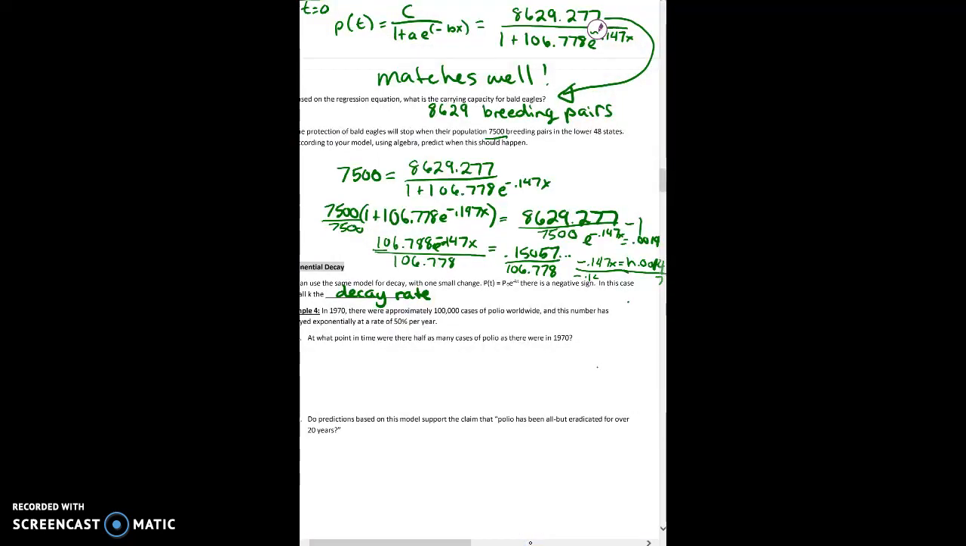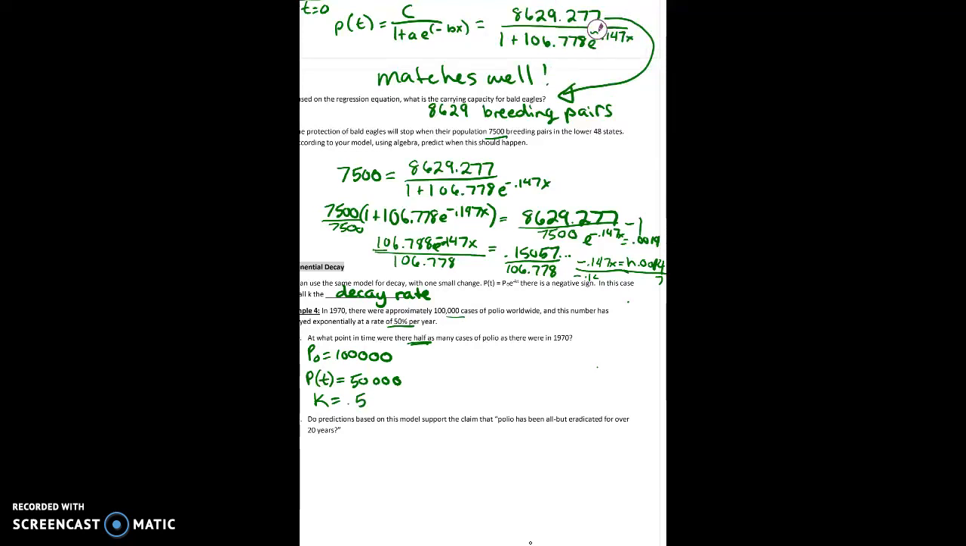In 1970, there were approximately 100,000 cases of polio worldwide, and this number has decayed exponentially at a rate of 50% each year. It says, at what point in time were there half as many cases of polio as there were in 1970? Well, if our initial amount of cases is 100,000, what would half that be? That would be 50,000. And so we know that our decay rate is 50%, so K is 0.5.